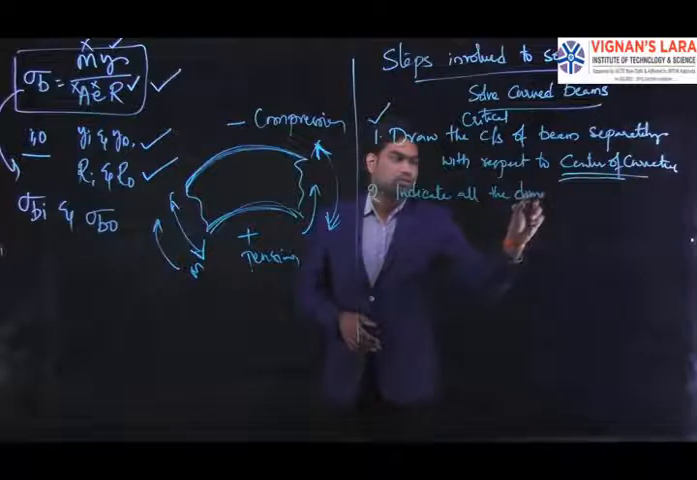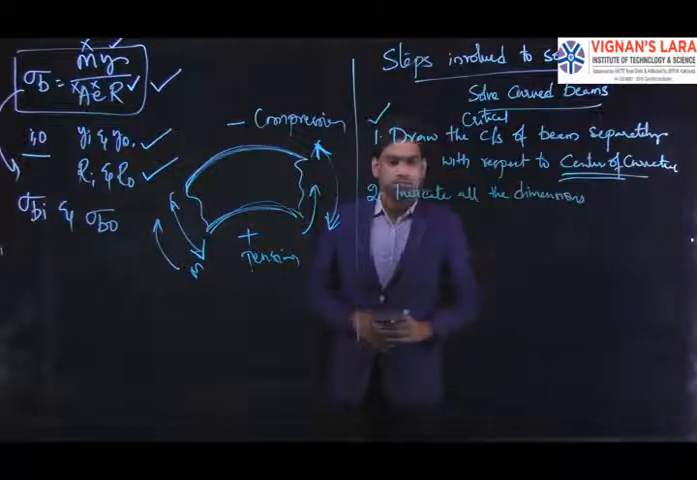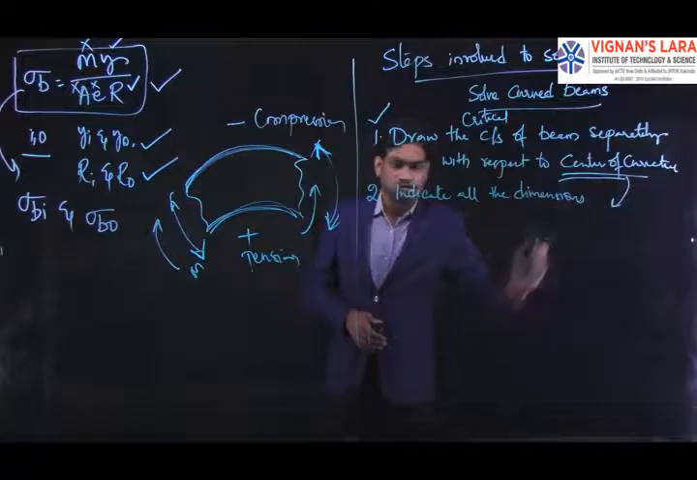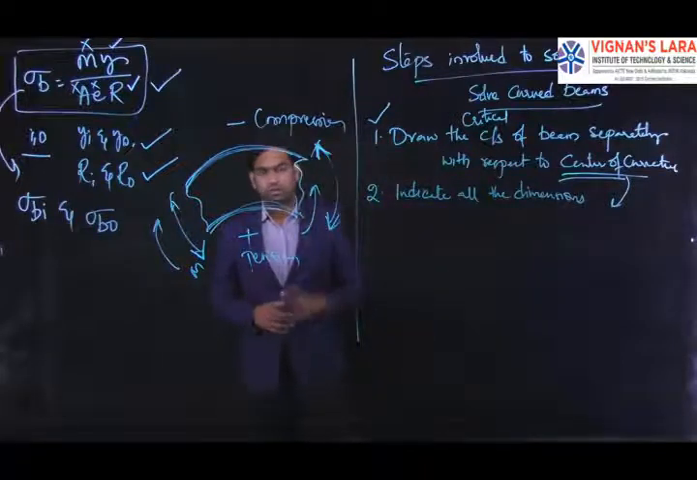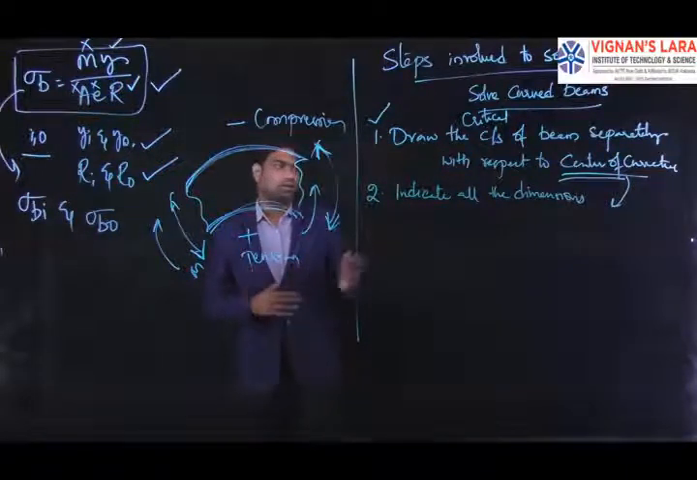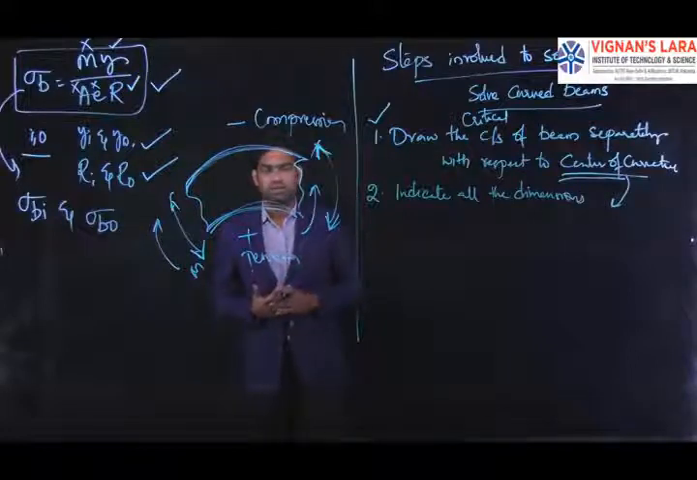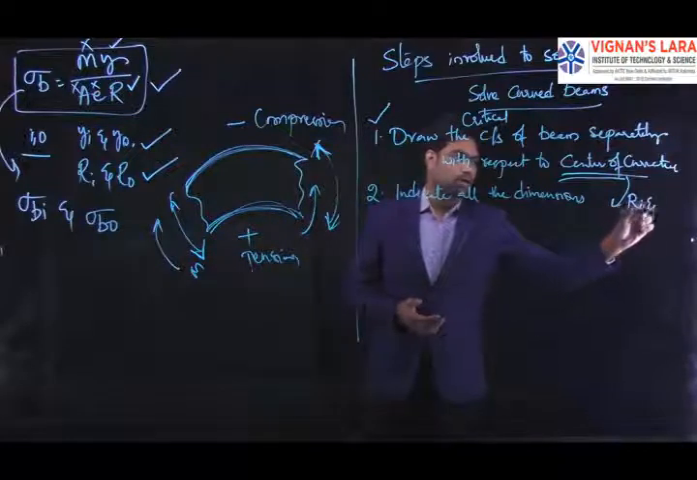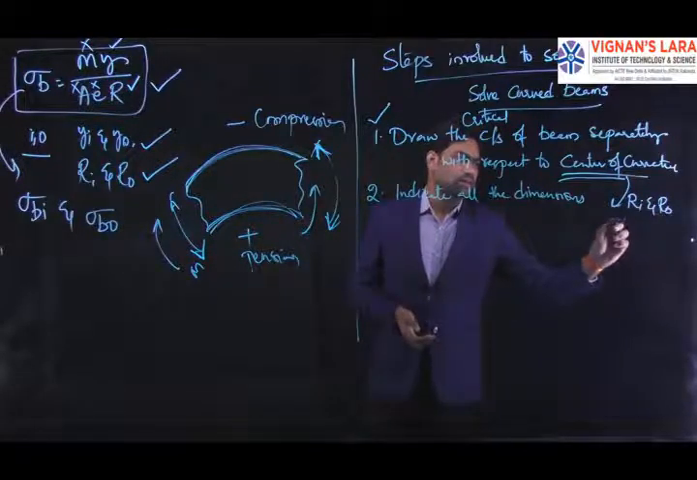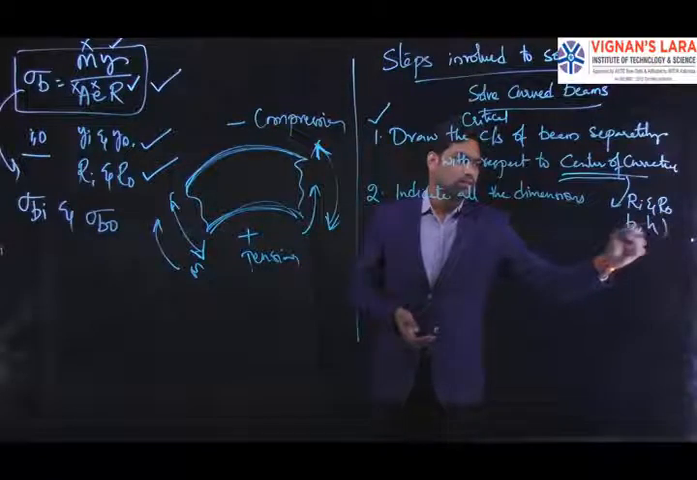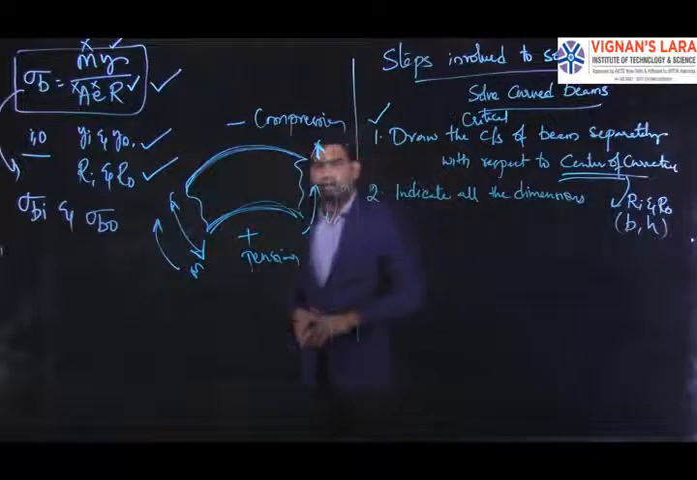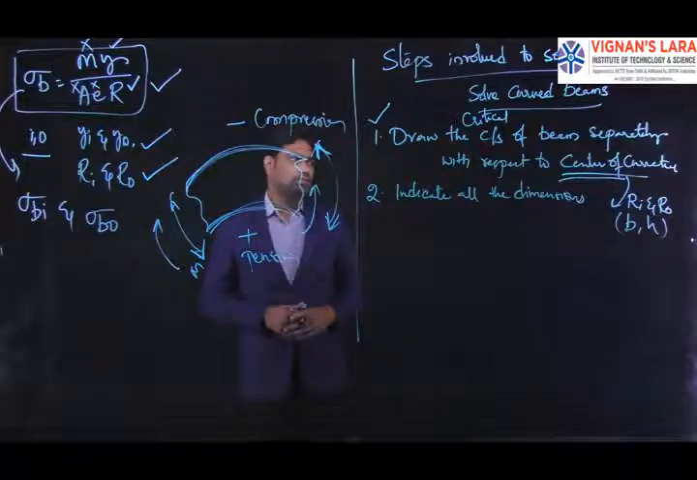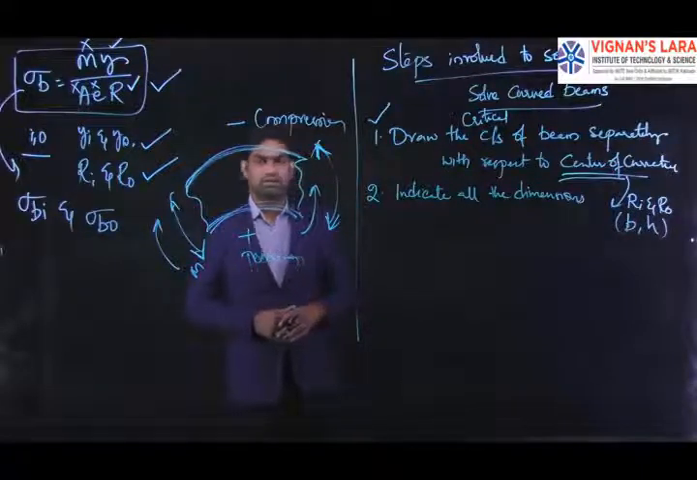all the dimensions of the cross section, again with respect to the center of curvature. So initially you draw a cross section separately and indicate all the dimensions, which means the radius of curvature to the inner fiber and the radius of curvature to the outer fiber, that is Ri and Ro, or whatever data is given, and their width and depth. Whatever dimensions are given, you can mention in the diagram drawn separately.